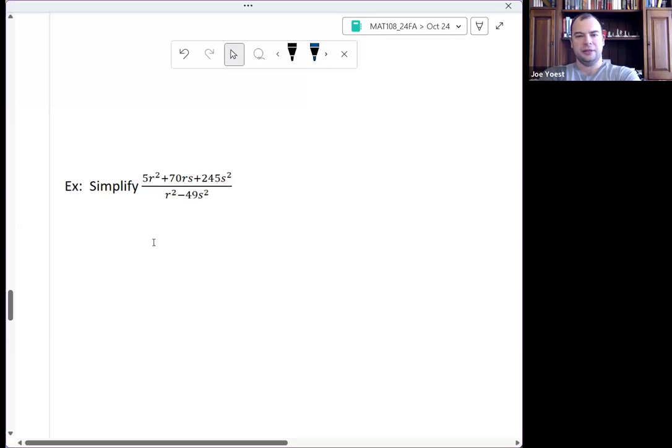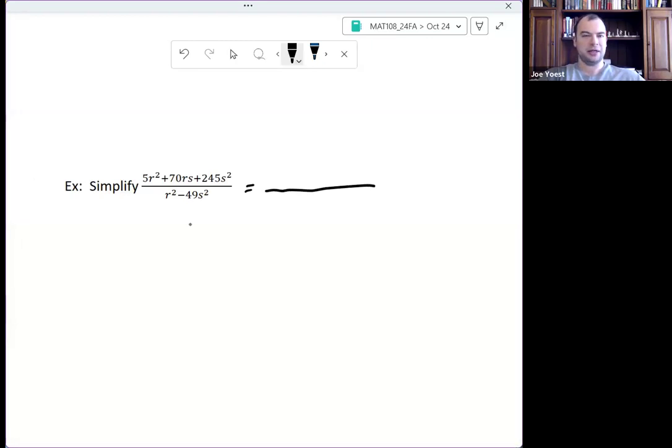And what about a rational expression like this? Looks very messy. In fact, this has two variables that are involved, r and s. I'm not really sure where to even almost start here. Well, let's start by factoring. Can I factor the denominator? Well, I recognize this is a difference of two squares. This is r squared minus 7s squared. So I think this is r minus 7s times r plus 7s.